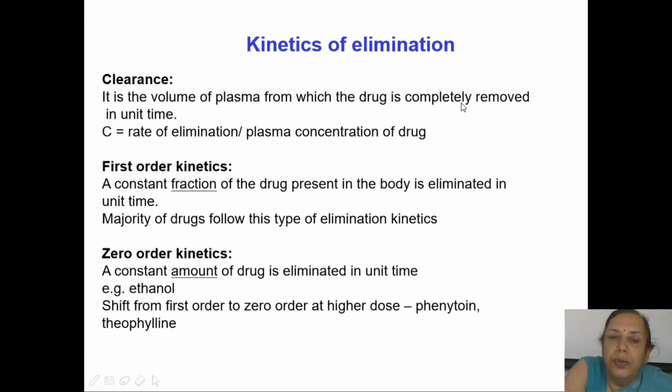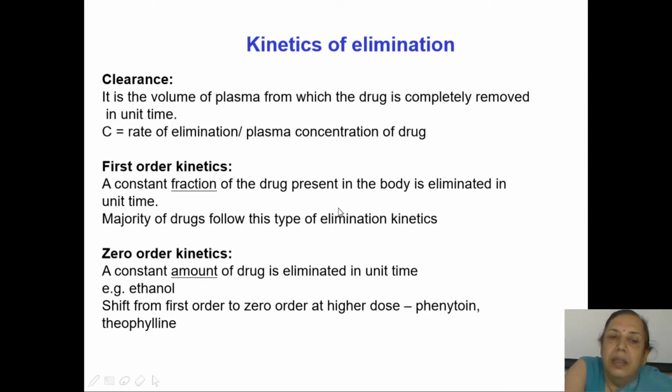So this is the formula which is used to determine clearance: the rate of elimination divided by plasma concentration of the drug. Now there are two types of kinetics which are normally seen in most of the drugs: first order kinetics and zero order kinetics. In first order kinetics, a constant fraction of the drug present in the body is eliminated in a unit time, and the majority of drugs follow this type of elimination kinetics.